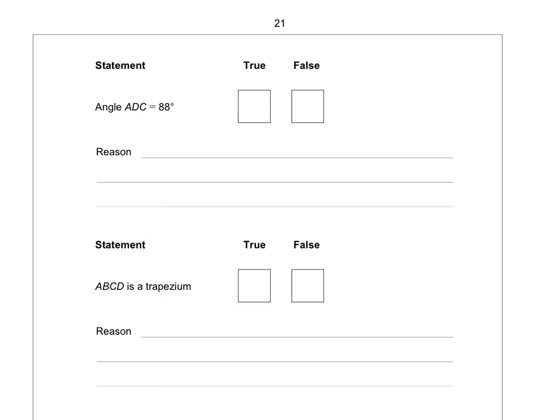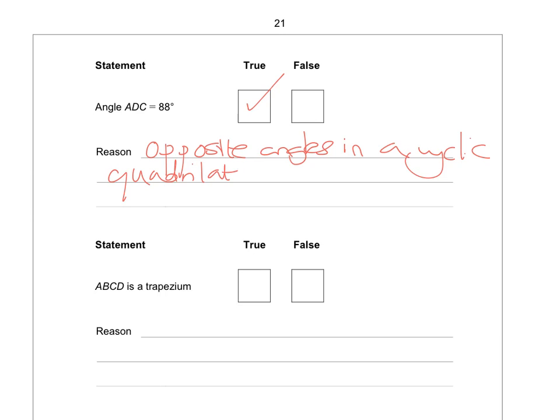Here are the written statement answers to this question. So angle ADC equals 88 degrees, absolutely correct, it's true. Opposite angles in a cyclic quadrilateral add up to 180 degrees, and 180 minus 92 is 88 degrees.